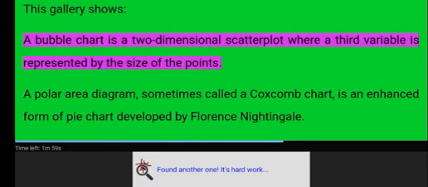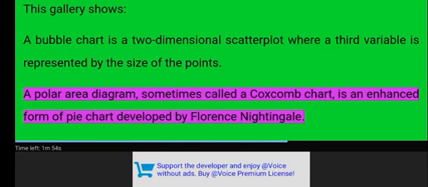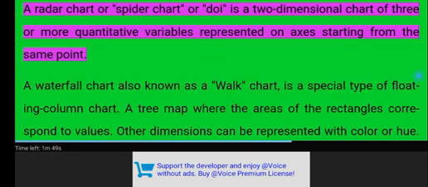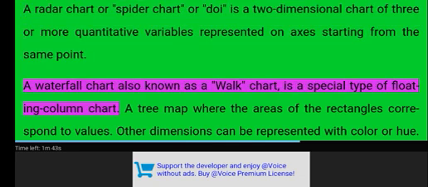A bubble chart is a two-dimensional scatterplot where a third variable is represented by the size of the points. A polar area diagram, sometimes called a coxcomb chart, is an enhanced form of pie chart developed by Florence Nightingale. A radar chart, or spider chart, is a two-dimensional chart of three or more quantitative variables represented on axes starting from the same point. A waterfall chart, also known as a walk chart, is a special type of floating column chart.